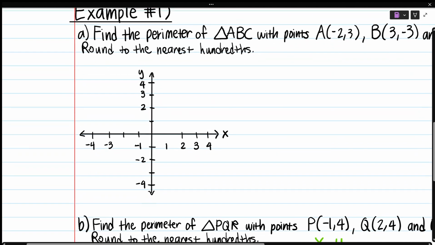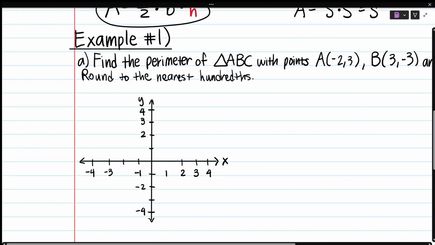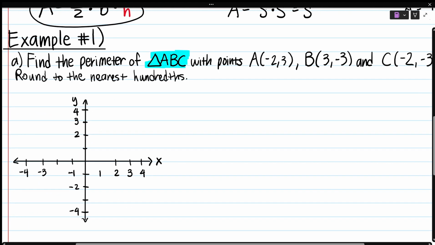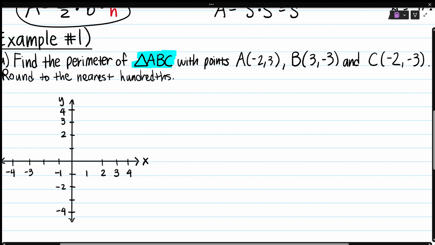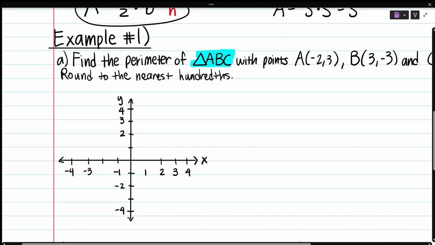So let's try this example problem. Example 1. Find the perimeter of triangle ABC with the points A (-2, 3), B (3, -3), and C (-2, -3). Round to the nearest hundredths. Let's plot the points first. The first number is X, the second is Y. So -2 on the X, 3 on the Y, that's going to be up here. This is your A.